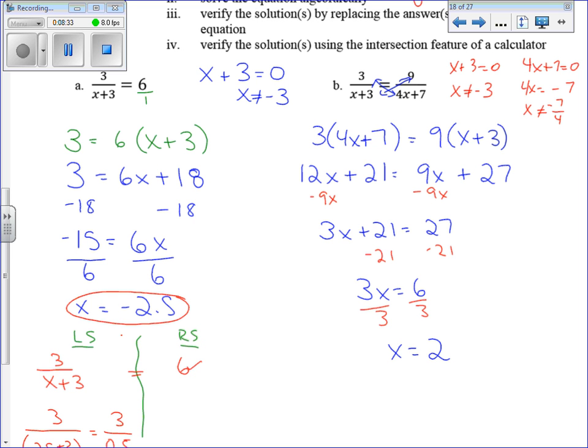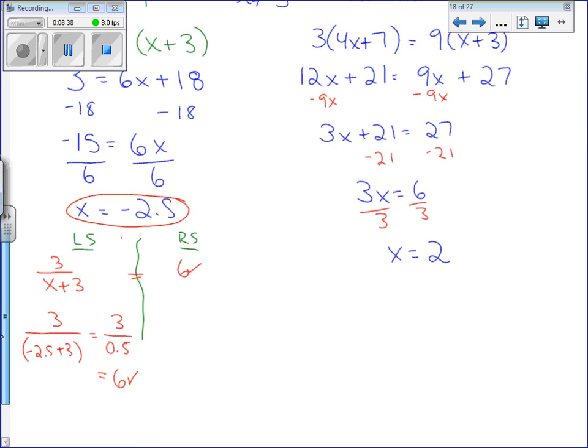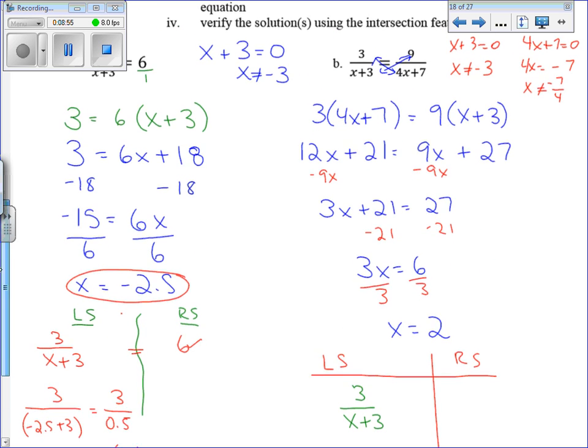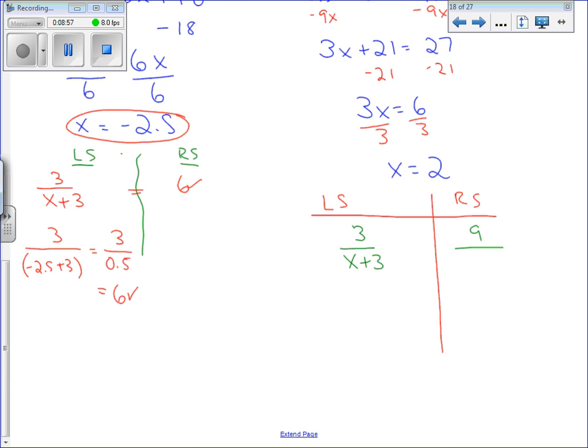One of the first things I do is check: is that one of my non-permissible values? No, it's not. So then what I want to do is verify. The left side was 3 over x plus 3, and the right side was 9 over 4x plus 7. We have to plug that 2 into both of them, and make sure that this side equals that side.